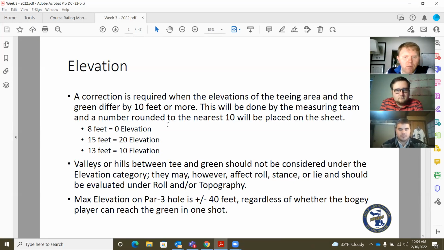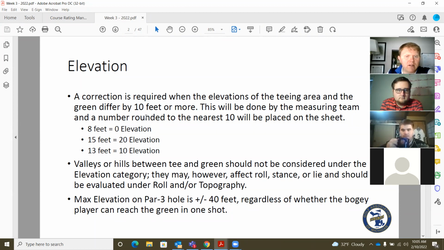And when that information gets on the sheet, it is rounded to the nearest 10. Here are a couple examples. If it's 8 feet uphill or downhill, the elevation will be listed as 0. If it's 15 feet, the elevation will be 20. If it's 13 feet, it'll be rounded down to 10. So it's not always a perfect 10, but on the form it will be, and when we enter the data in the system, they come out as perfect 10s. And again, the elevation we're looking at here is specifically tee to green.